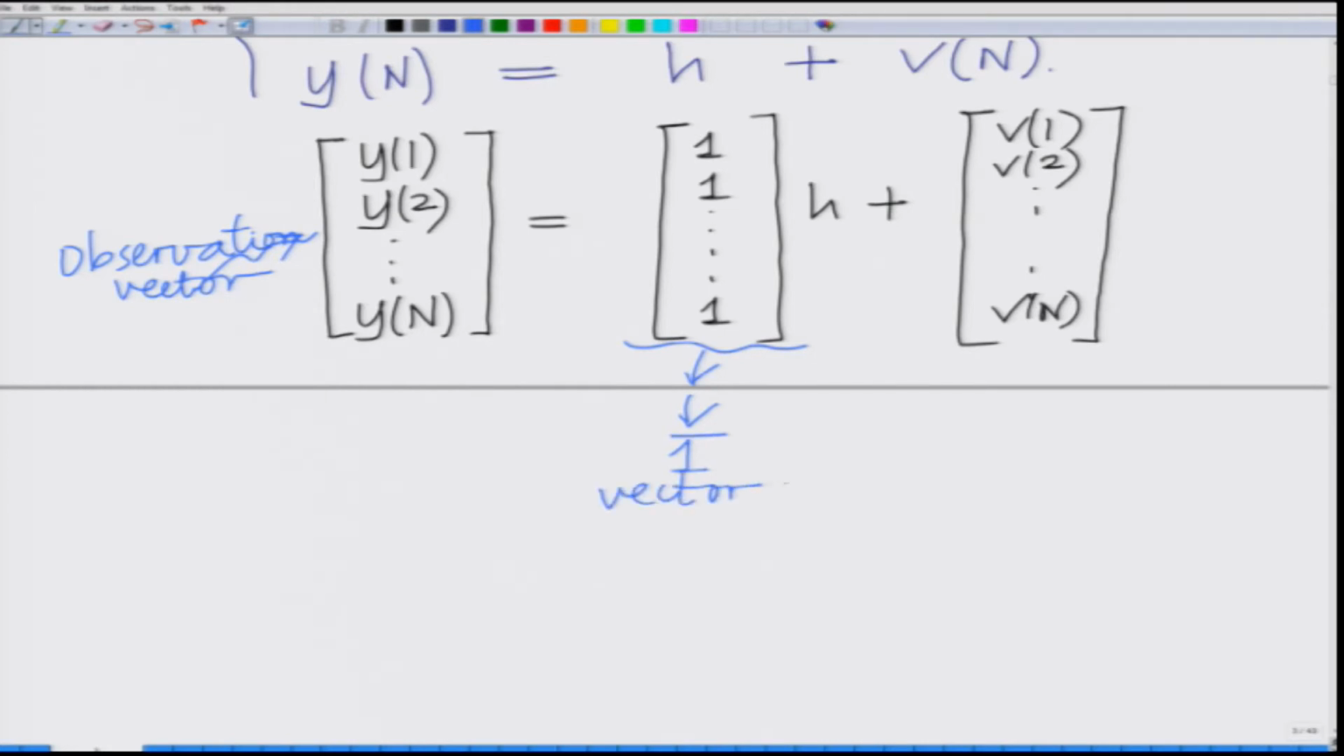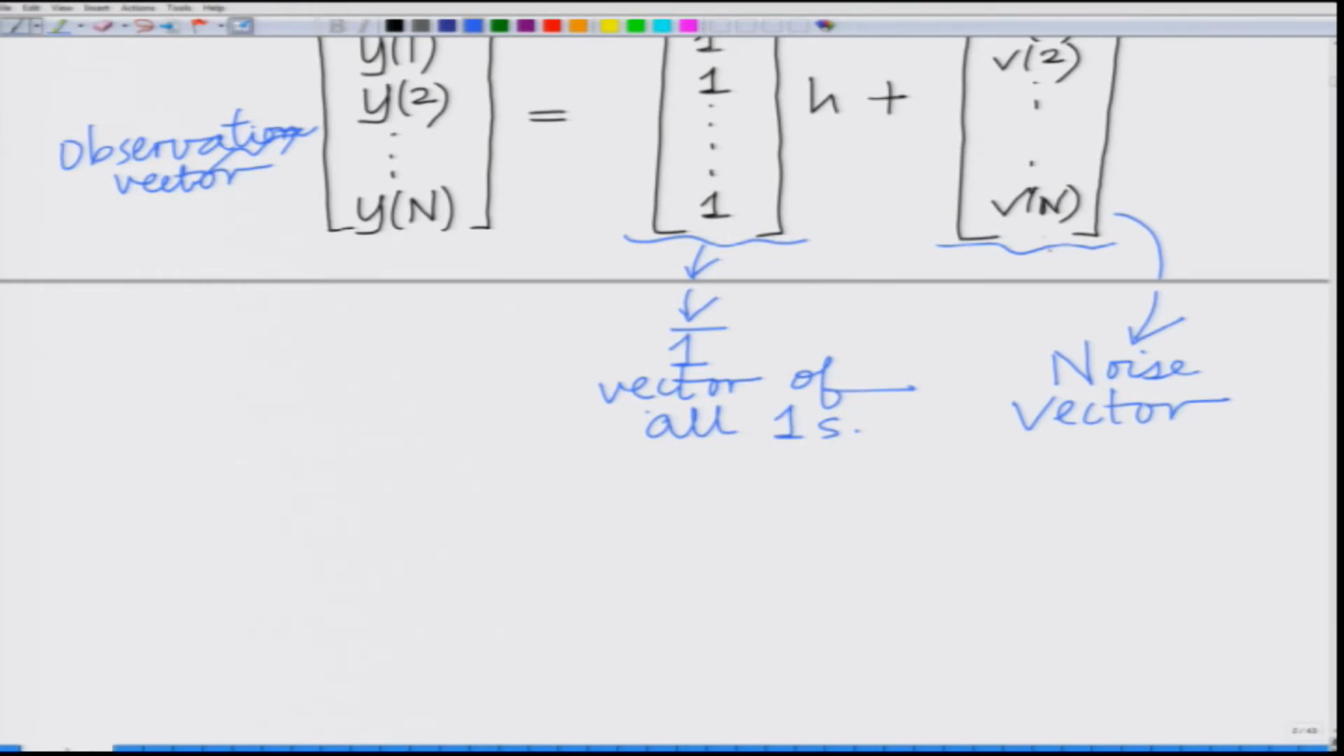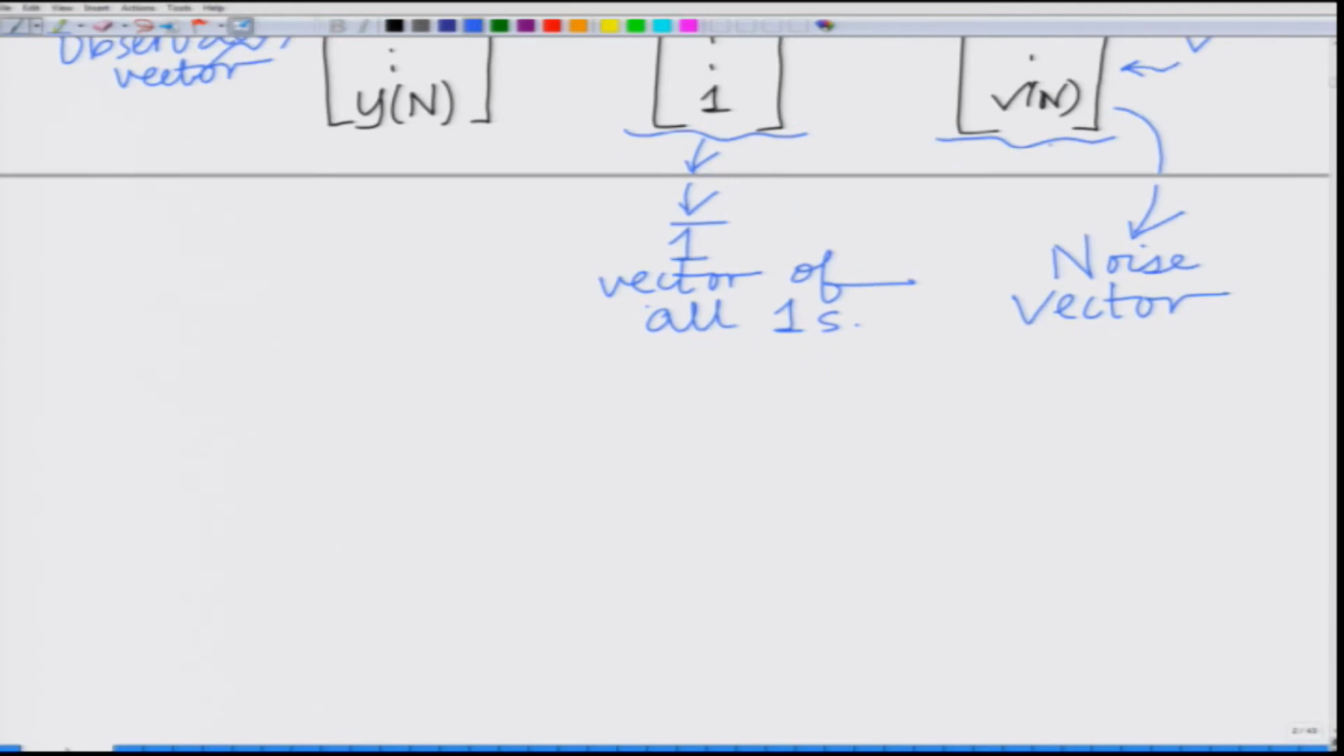This is the vector of all ones, and this is basically your noise vector, okay. This is V bar, which is your noise vector. That is fine. Now, let us look at this. Now, V bar is Gaussian because the noise samples are Gaussian. So, if we can write this model, naturally, this is your observation vector, that is Y bar. So, I can write Y bar equals 1 bar times H plus V bar.